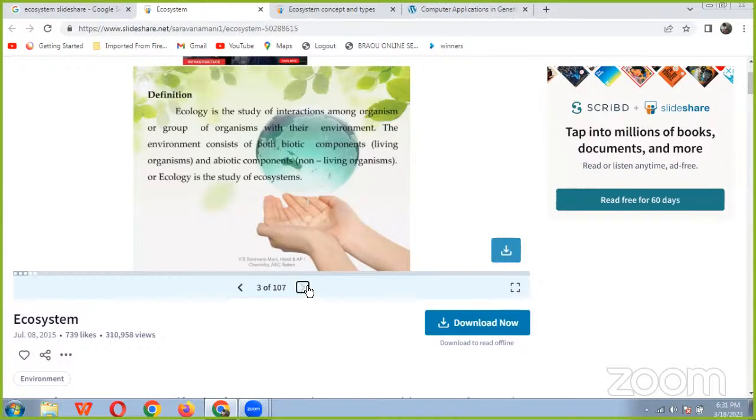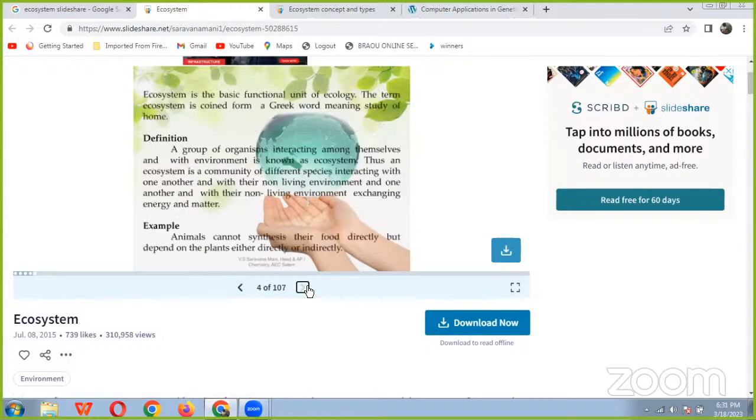Ecology is the study of the interaction among organisms or groups of organisms with their environment. The environment especially contains biotic and abiotic components. Mainly, the biotic component is the living organisms, and the abiotic component is the non-living part. Ecosystem is the basic functional unit of ecology. The term ecosystem is of Greek origin, meaning the study of the home: oikos, home.